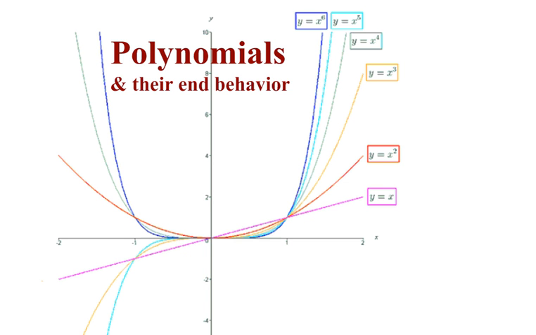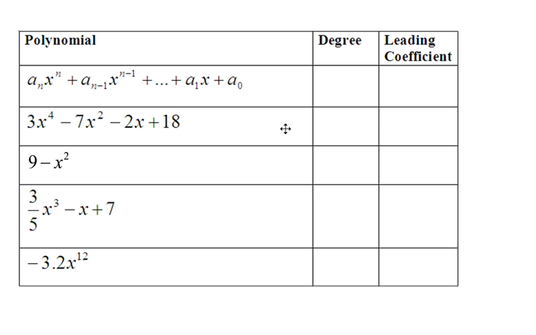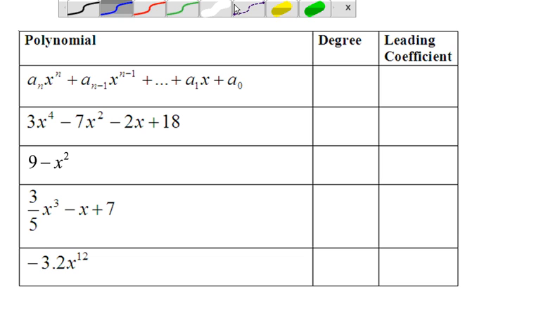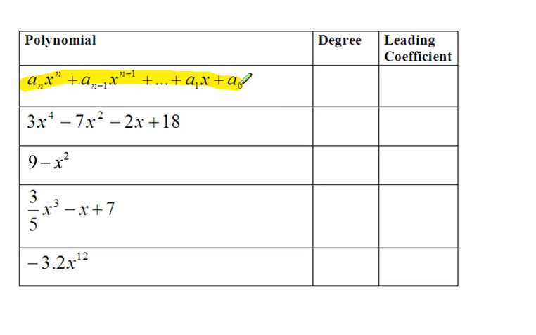In this video, we're going to review polynomials, and in particular, we're going to pay attention to their end behavior. But first, we want to have some vocabulary under our belt. So let's take a look first at the general form of a polynomial. In the general form, we're listing our exponents in decreasing order.